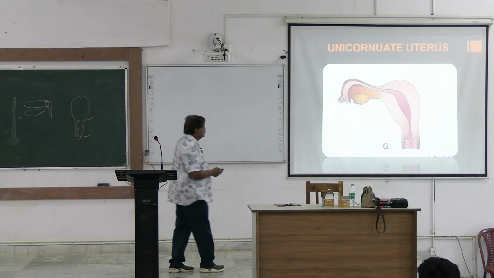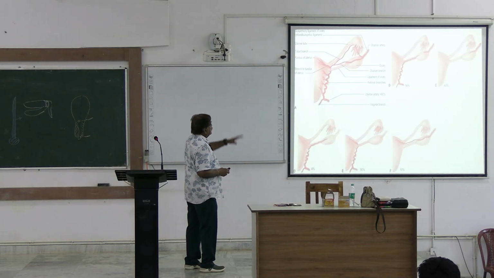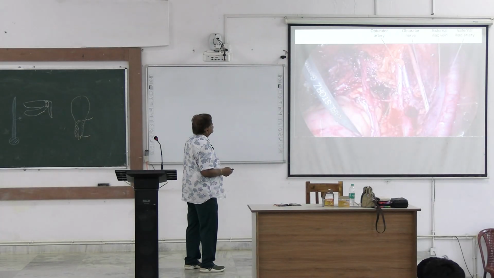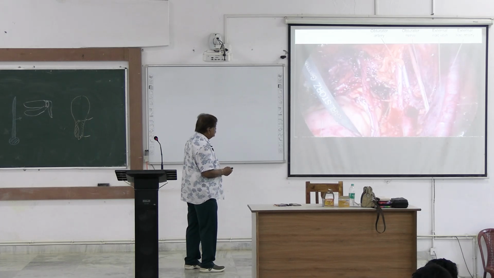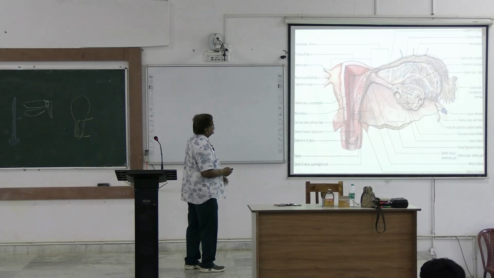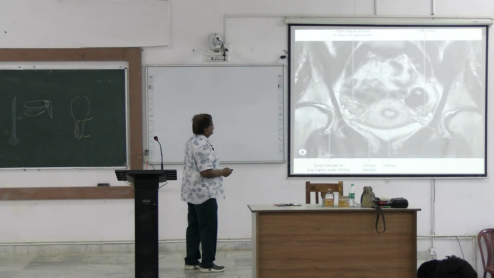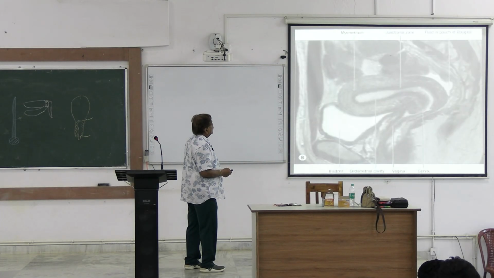Now this is the arterial supply. This is the laparoscopic view. See, the obturator artery is here, obturator nerve here, external iliac vein, external iliac artery. This is again a cut picture, histology, MRI.